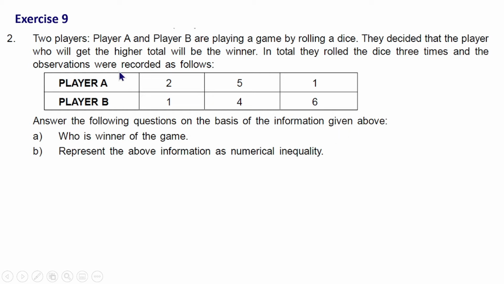So here we have two players A and B. They are playing a game by rolling a die, and they decided that the person who gets the higher total will be the winner. So player A got 2, 5 and 1, player B got 1, 4 and 6. So here the total is 8 and here the total is 11. Here it is asked who is the winner of the game. The winner of the game is the person who gets the higher total. So player B is the winner of the game.